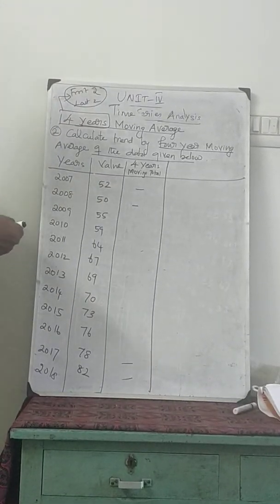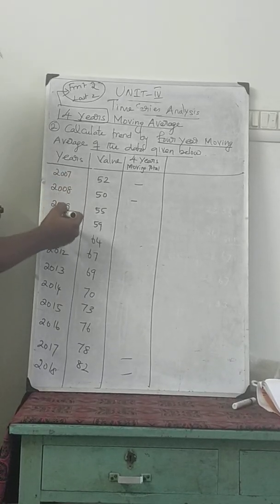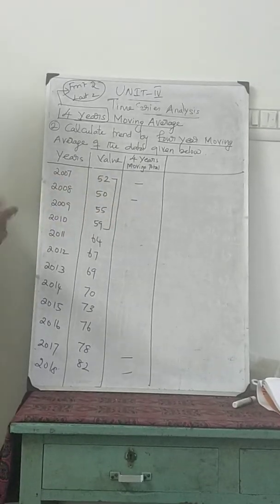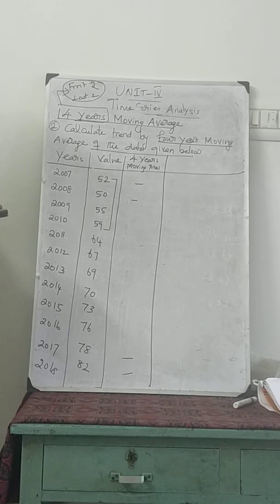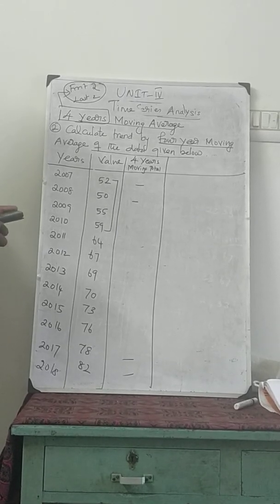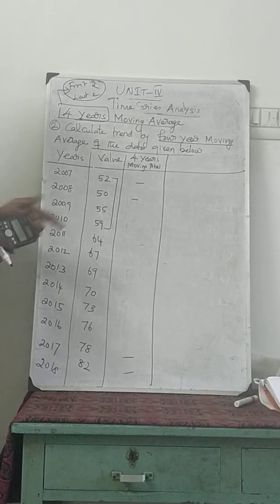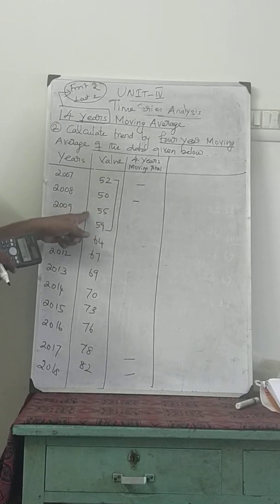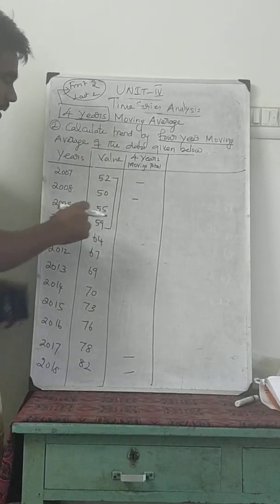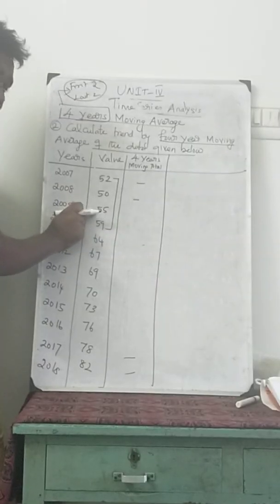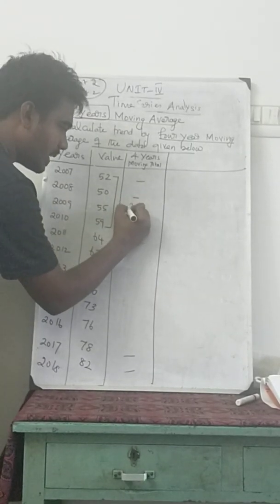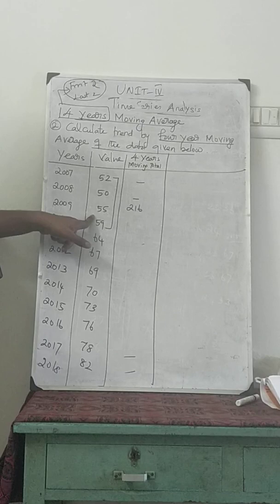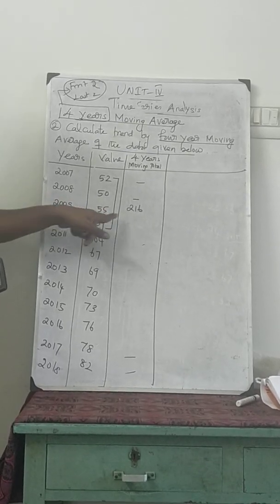The first 4 years' values are 52, 50, 55 and 59. The total of 52 plus 50 plus 55 plus 59 is 216. You cannot write it straight away next to 55. You have to write the value 216 in between the second and third values. It should be centered between the second and third value. You should not write it directly next to 55.